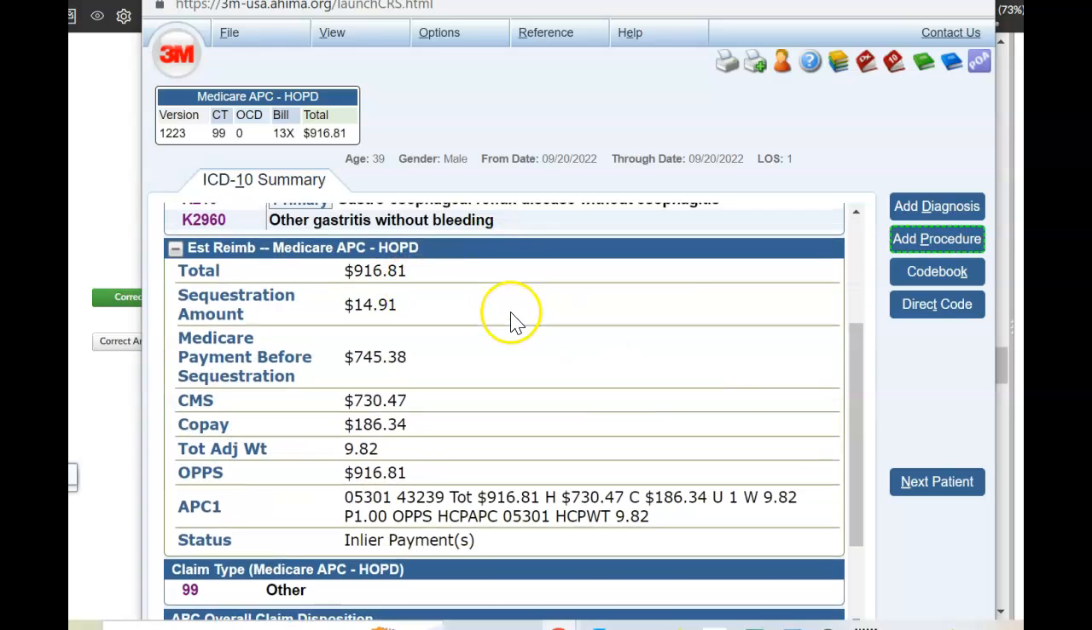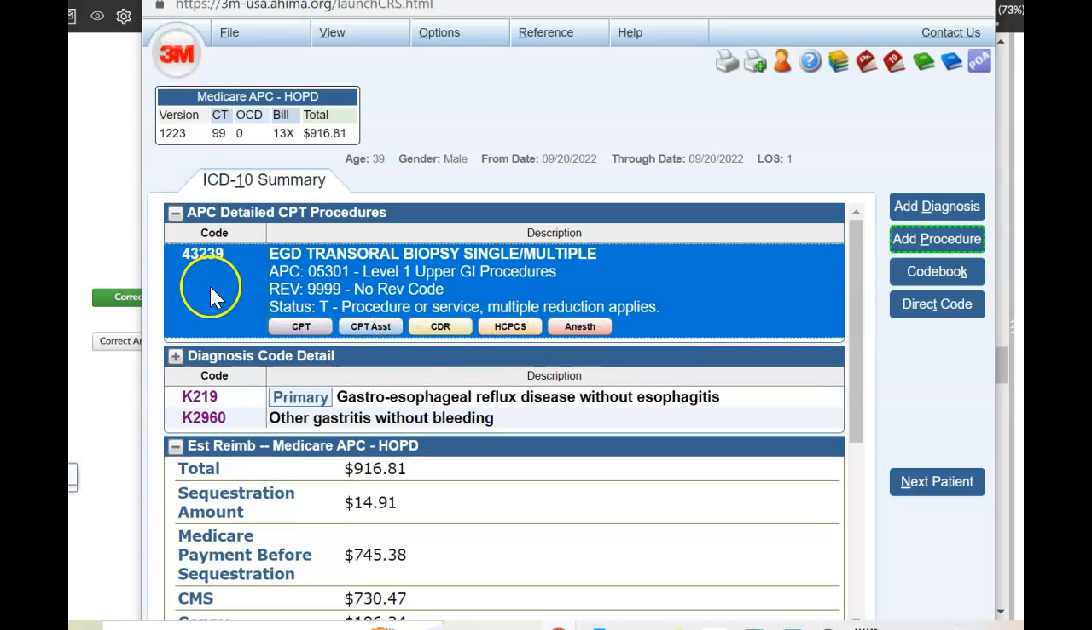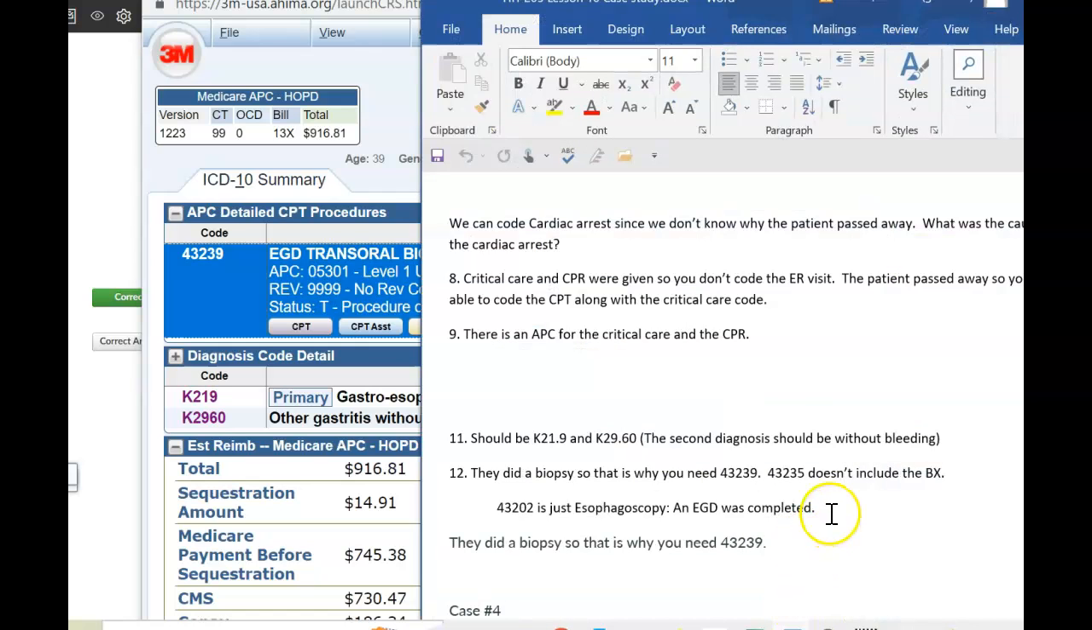Here is our payment. Keep in mind we have 43239, which is an EGD with a biopsy, single or multiple. A couple of things I want to talk about with that. We did do a biopsy, that's why we need 43239. 43235 does not include the biopsy.